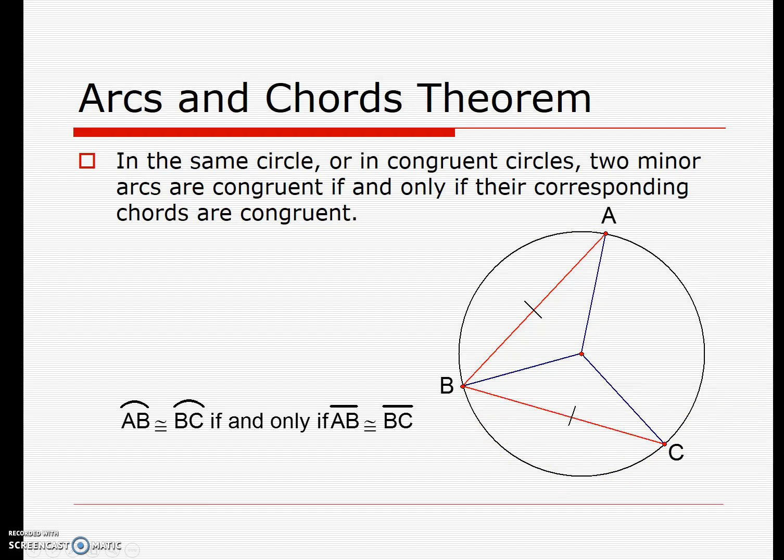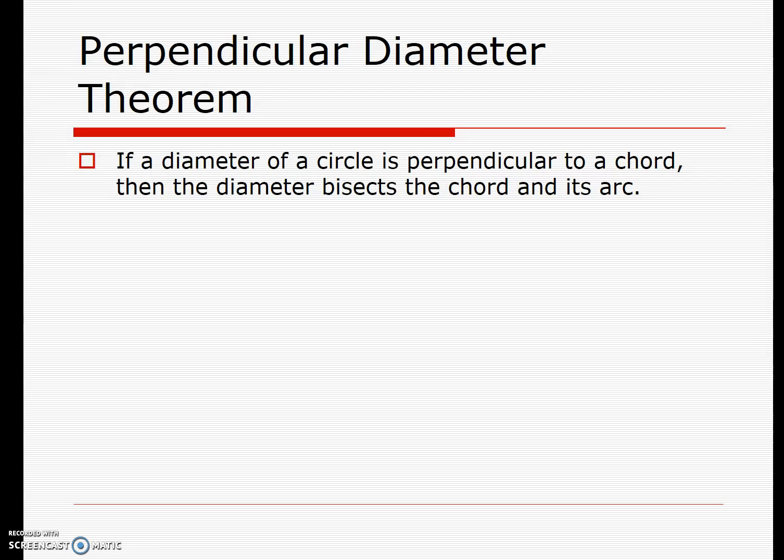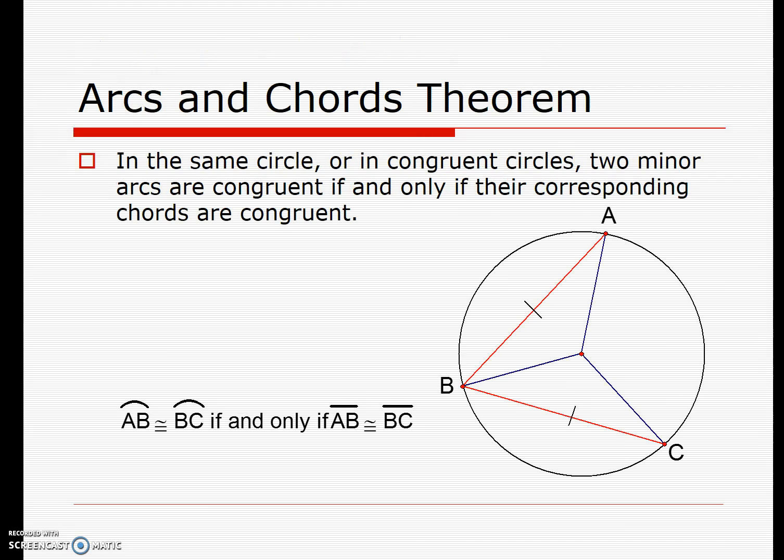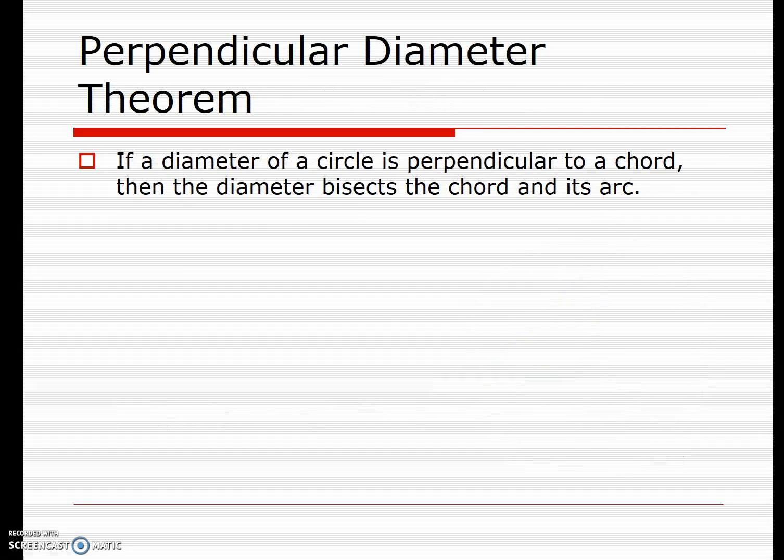So arcs AB and BC are congruent if and only if chord AB is congruent to chord BC. And then the next one is essentially saying that the converse is also true. So if I can see that those two arcs are the same, then I know that the two segments, the chords AB and BC, those lengths are going to be the same as well. Okay. All right, next one.